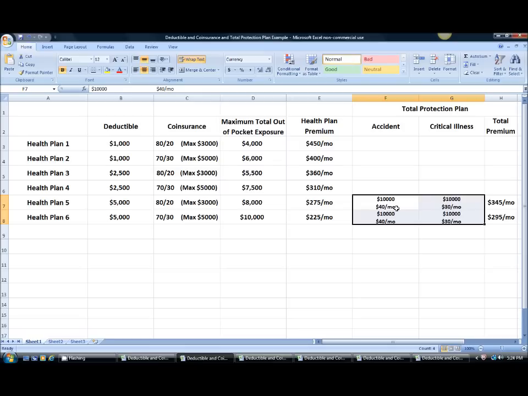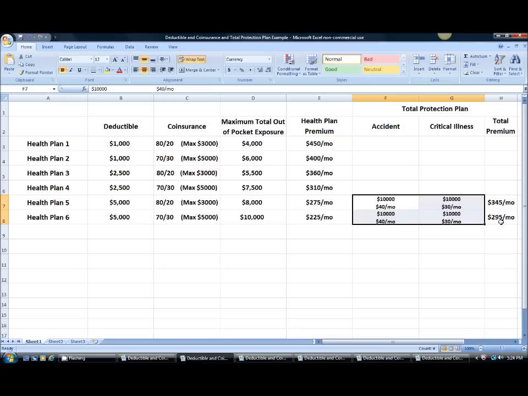These are generic examples of pricing, just like the health plan premiums were. The accident is $40 a month for $10,000. The critical illness is about $30 a month for $10,000. Again, these vary based on age, based on tobacco status for the critical illness, etc. If you add these in, 30 plus 40 is 70. So adding 70 to these numbers, your total premium for the whole thing, health plan premium plus accident plus critical illness, you're looking at $345, $295 in this illustration.